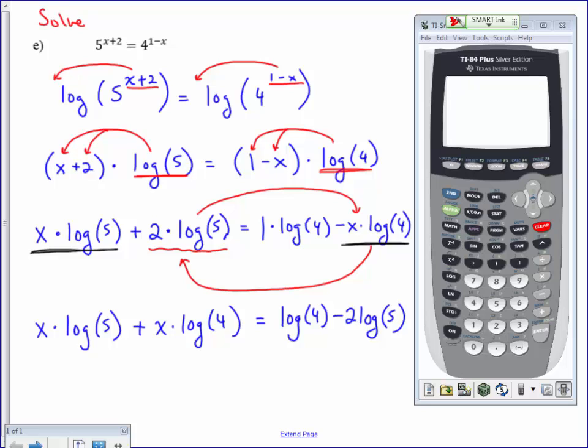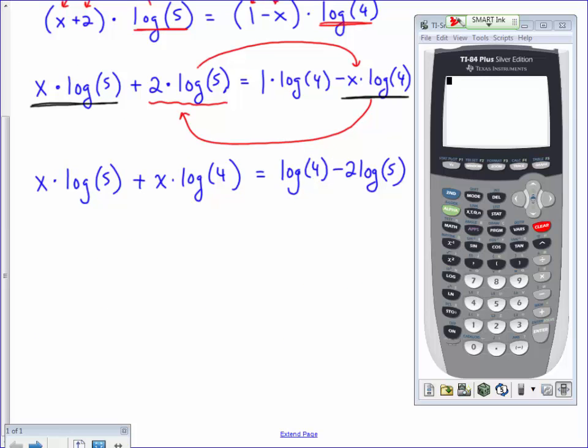This particular problem, I want you to star it. This procedure is something that we need to learn how to do. Basically, the procedure is make sure that your x terms are all on the left, make sure that your non-x terms are all on the right, and then if you follow these steps that I'm showing, it should work for similar problems.